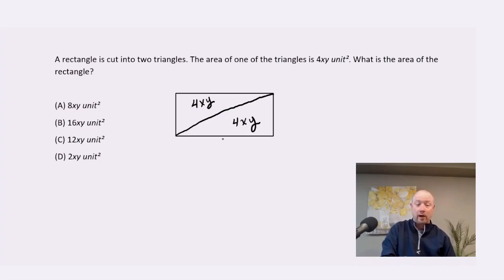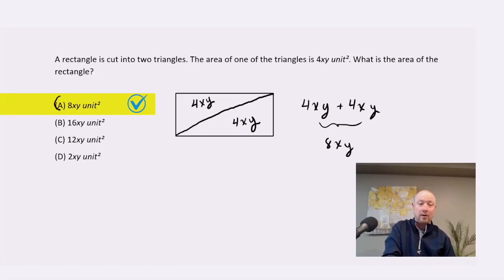And the total area of the rectangle then would be the area of the two individual triangles added together. So we would get 4xy plus 4xy. And what we have is an algebra problem of combining like terms. We have 4xy plus 4xy, so that's going to come out to be 8xy. So our correct answer here would be 8xy units squared, and the other choices would be eliminated here.